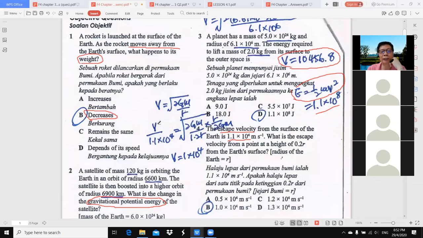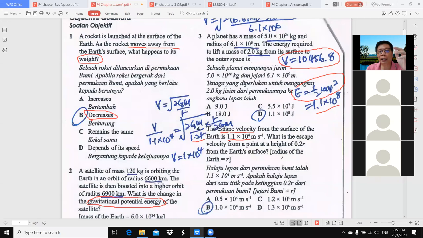Okay, you want to find the other velocity, right? V over the escape velocity on Earth, use the same formula. In this formula the distance is 1.2 r, right? Because Earth is r, you add another 0.2, so it becomes 1.2 r. Divide by this one; divide changes to multiply, so you tabulate.